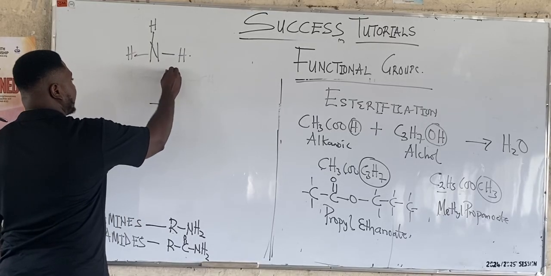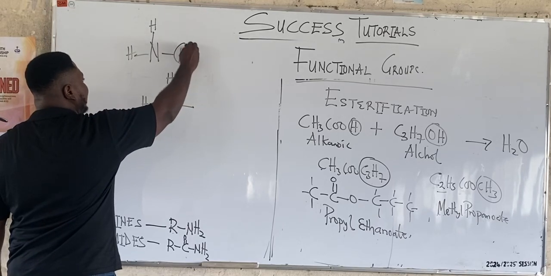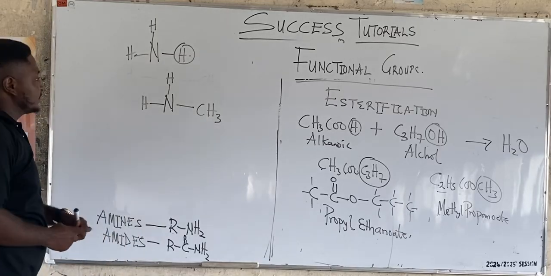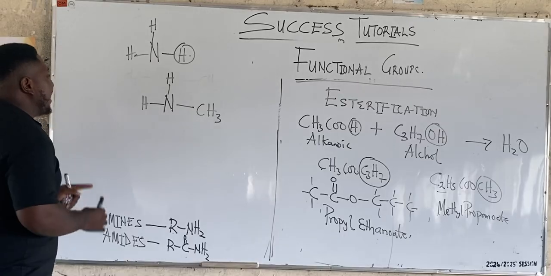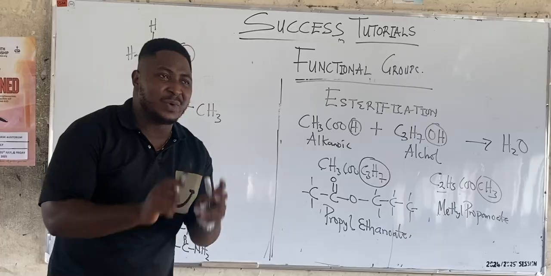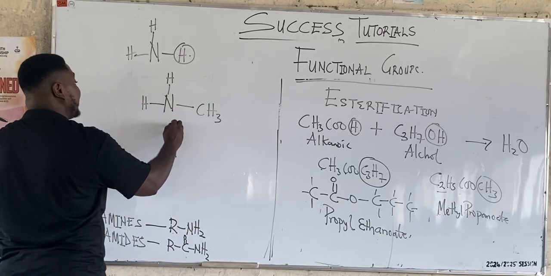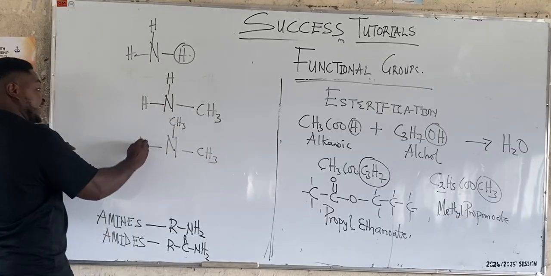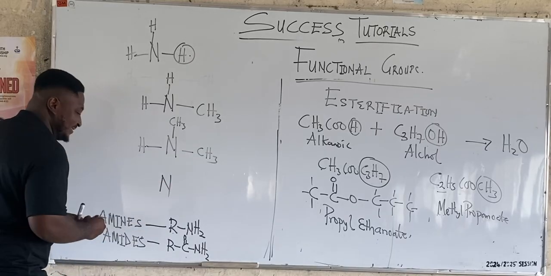So look at this. Let one of the hydrogens go and be replaced with CH3. An amine is automatically born. And this amine is a primary amine, because anytime an amine has only one hydrogen replaced, it's a primary amine. But if two hydrogens are replaced, it's a secondary amine. If another CH3 replaces a second hydrogen, two hydrogens have gone and only one hydrogen is remaining, it's a secondary amine.